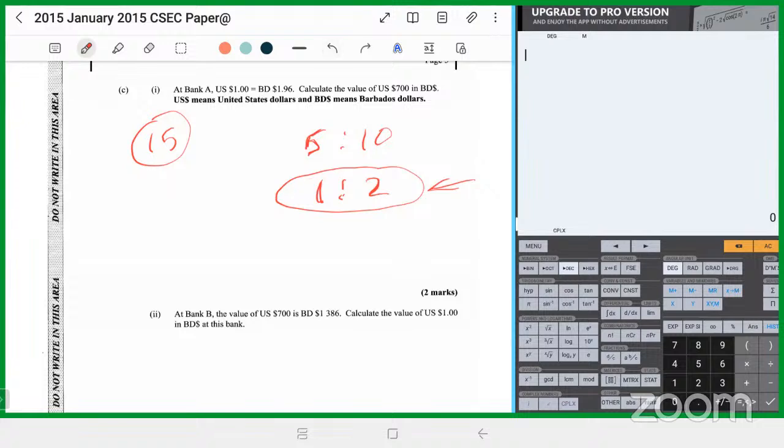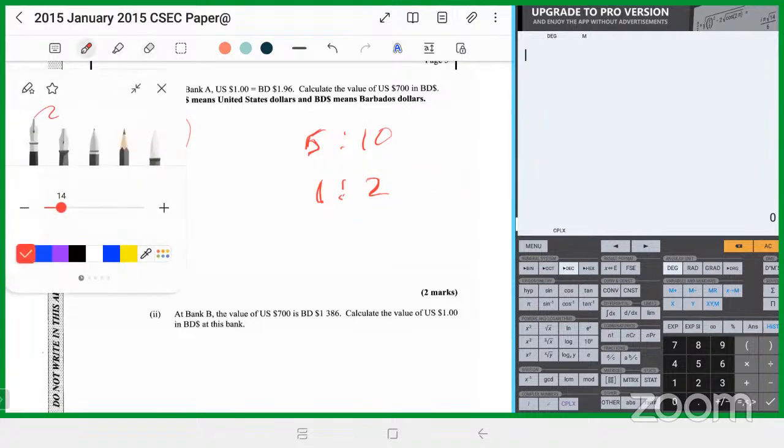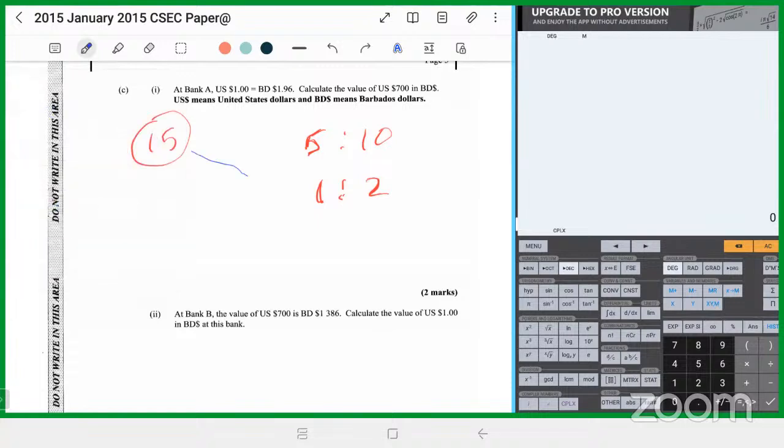But this 1 to 2, let me show you something now. Since you know that this 15 is broken down in a ratio of 5 to 10, this is the first part. Let's call it the first part. Let's call this the second part of the ratio.